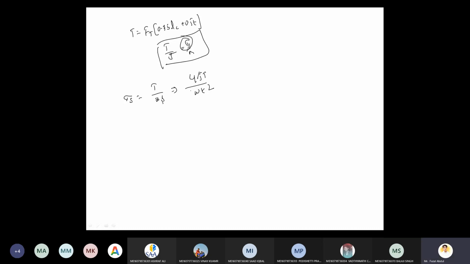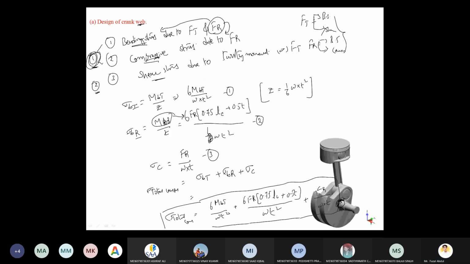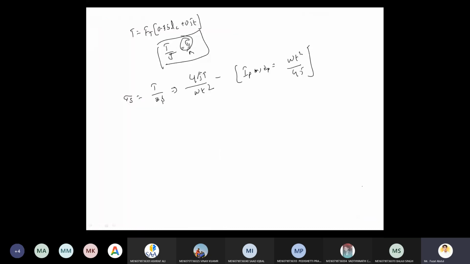It means polar moment of inertia, IP, R Z P, W into T square by 4.5. Okay, this is the fourth equation, sorry. This is the fourth equation and this is the fifth equation.